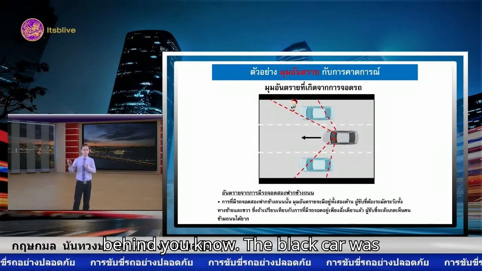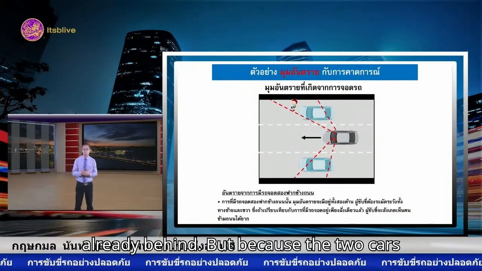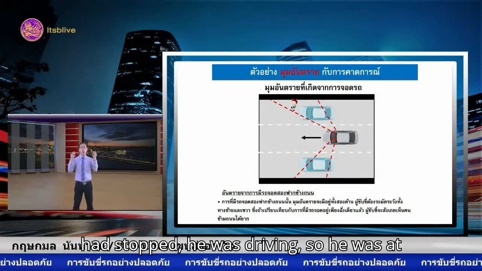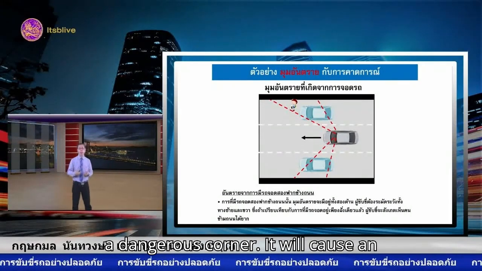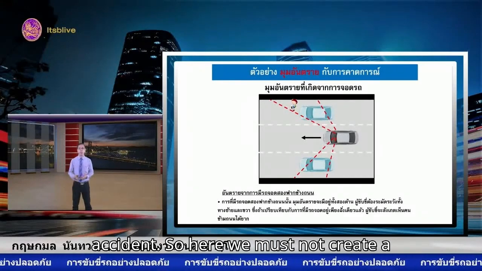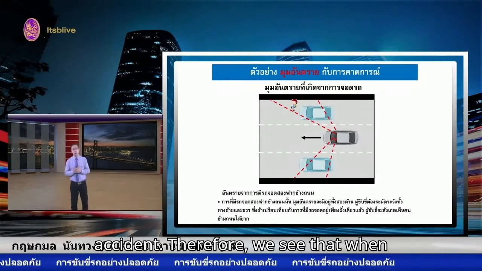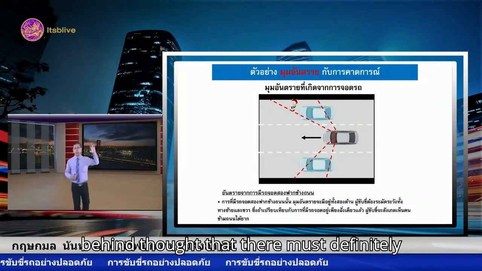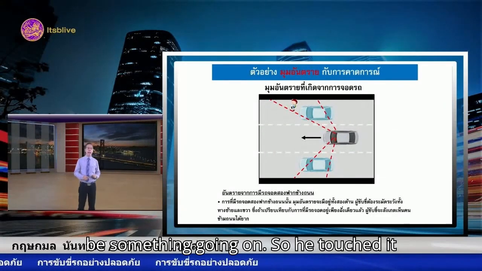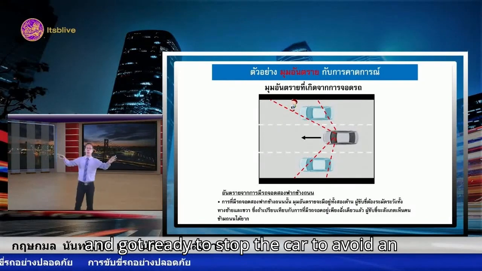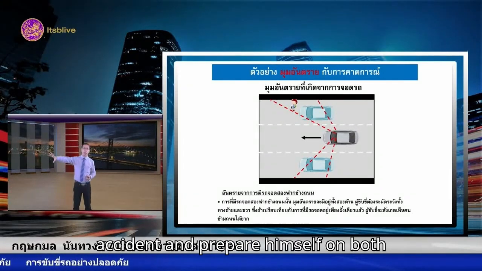The black car was already behind. But because the 2 cars had stopped, he was driving, so he was at a dangerous corner. It will cause an accident, so here we must not create a dangerous corner. We see that when they touched the brake light, the car behind thought that there must definitely be something going on, so he touched the brake and got ready to stop the car to avoid an accident and prepared himself on both sides.